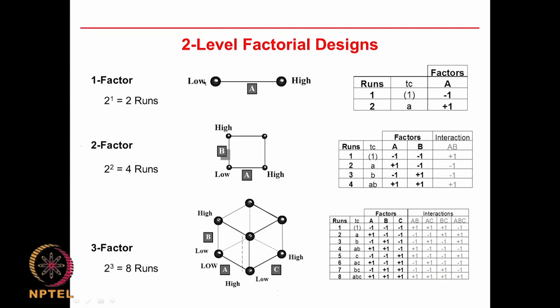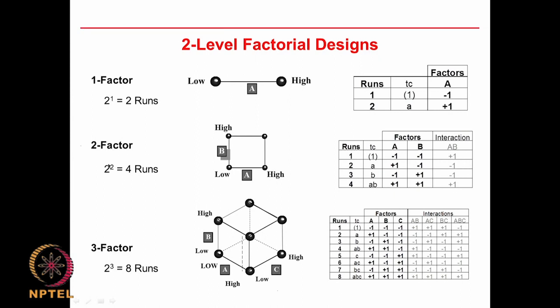Suppose you have 2 raised to the power 1, that is only one factor. You will have 2 experiments here, one at low, one at high. So, one at low and one at high. The factor A will be done with low level and with high level. So, you will have 2 experiments done.